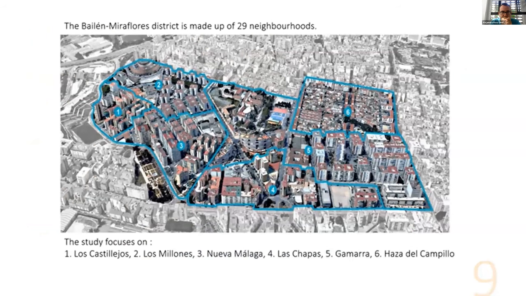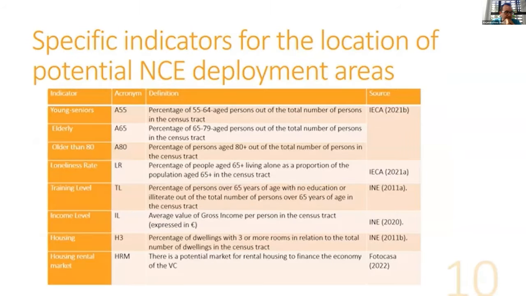The Bailén Miraflores district is made up of 29 neighborhoods. The study focuses on Gamarra, Hazar Campillo, Las Chapas, Los Castillejos, Los Millones, and Nueva Málaga. Definition of specific indicators for the location of potential NCE deployment areas. In age, according to the literature, we can find several population groups.